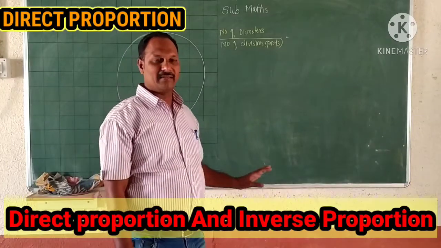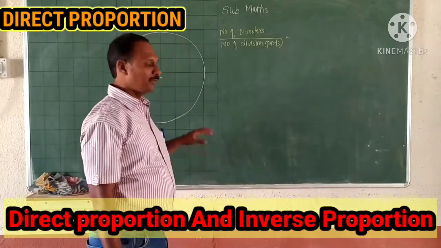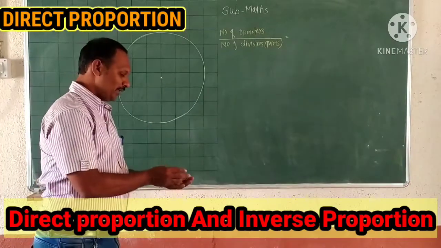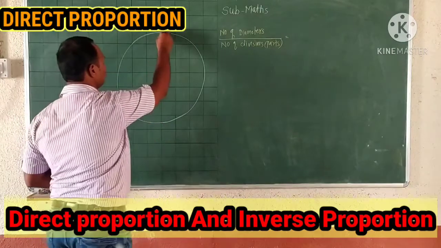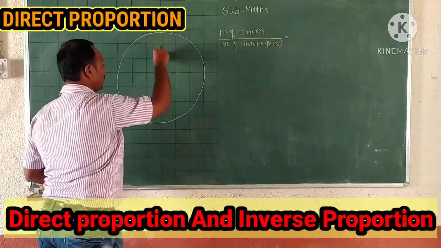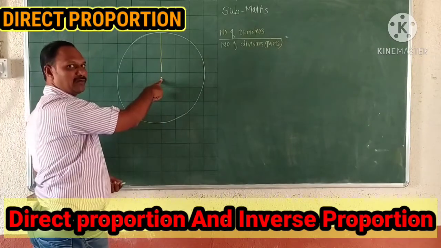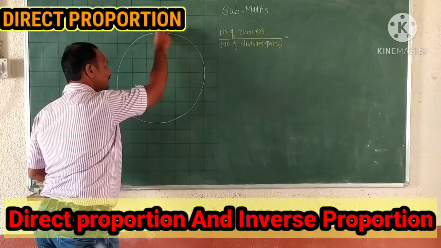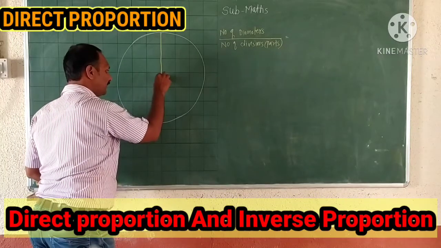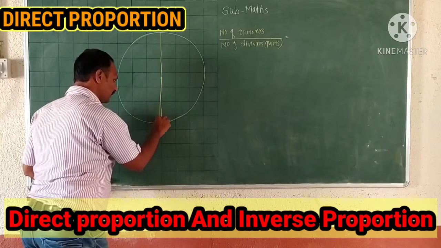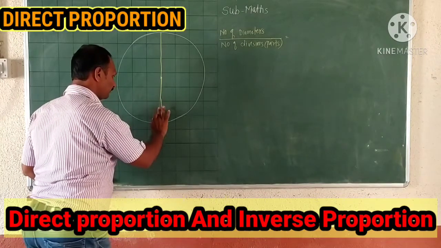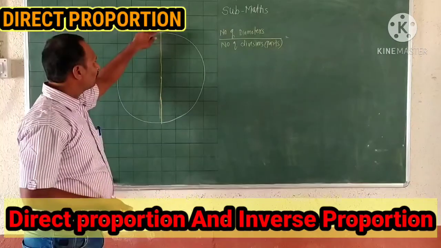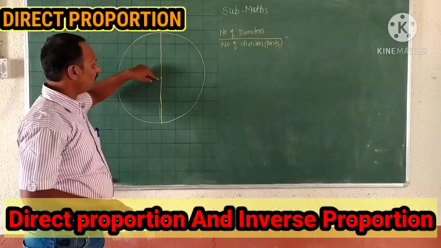Now, in this lesson, you are given one circle. In this circle, we draw one diameter. This is the center of the circle. This line segment is passing through the center point of the circle, and it is called a diameter. So this is the diameter, passing through the center point.